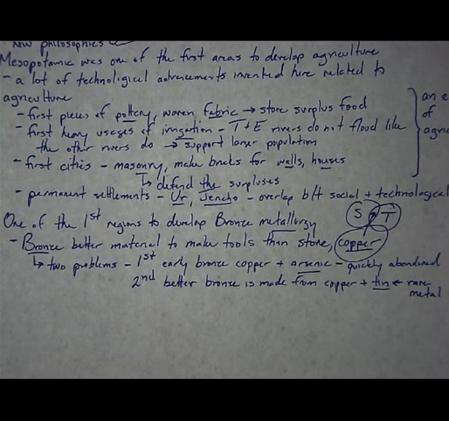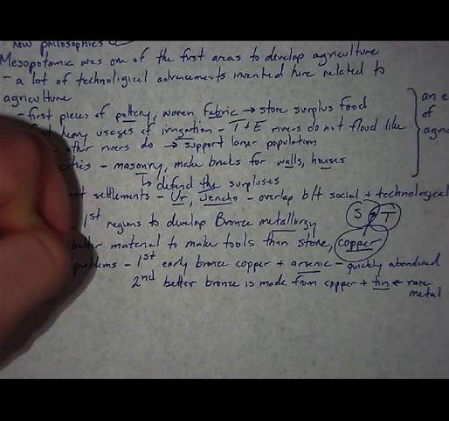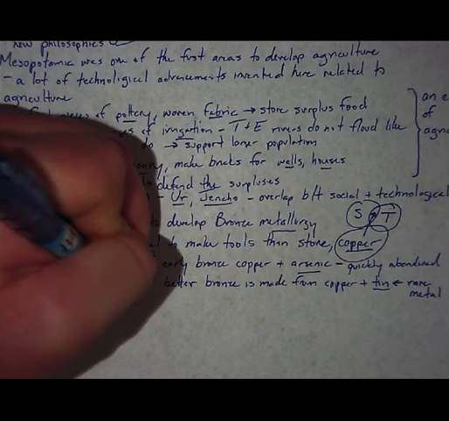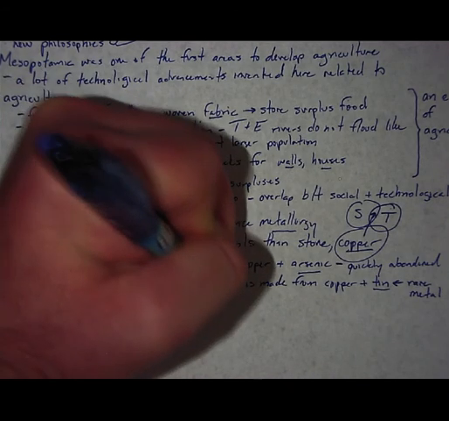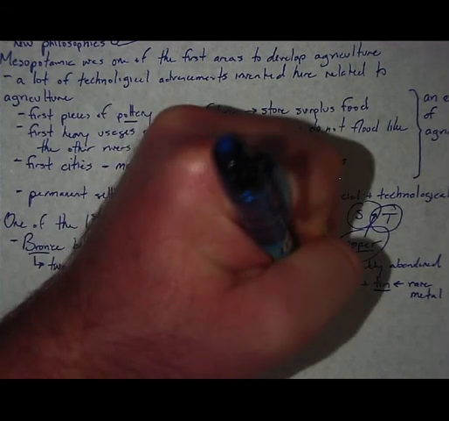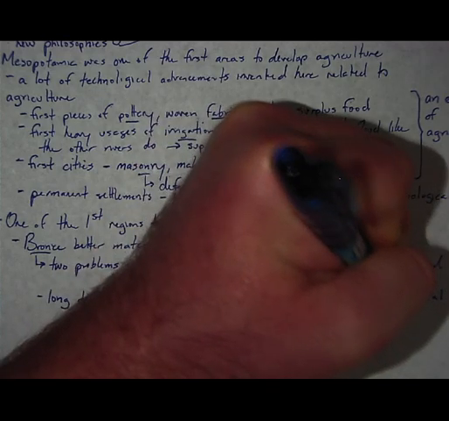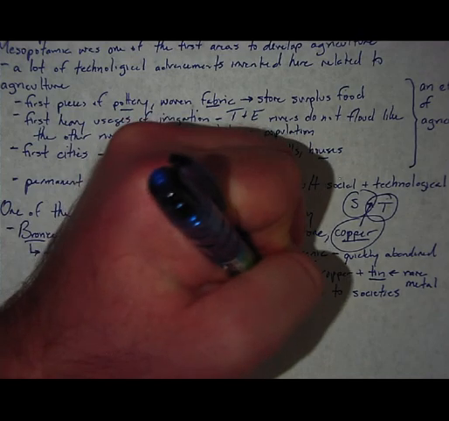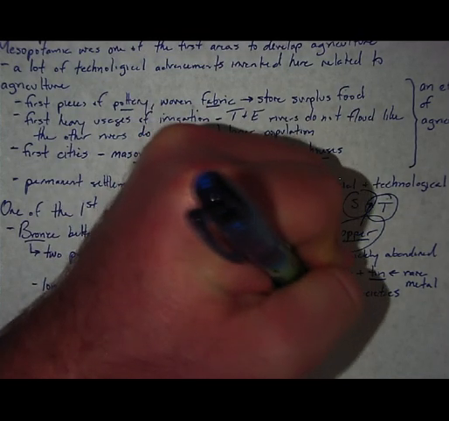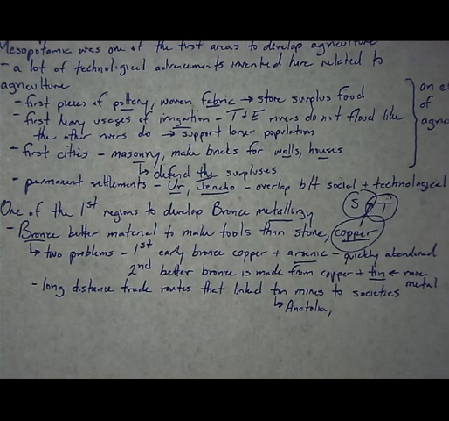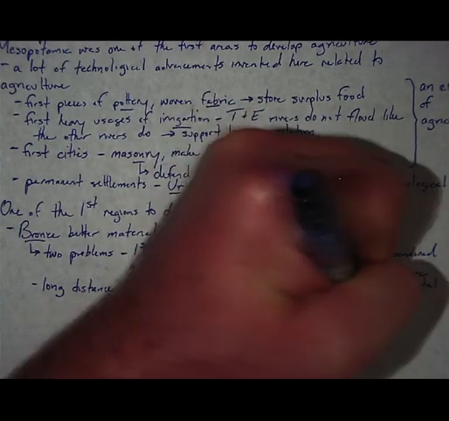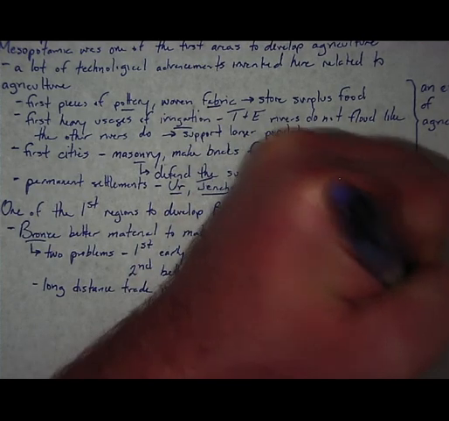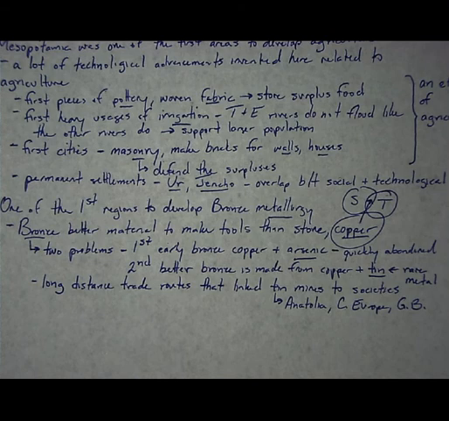So what ends up happening is that despite what we might think about really ancient societies, there were some long-distance trade routes that linked tin mines to societies. Most of the tin found in Mesopotamia probably would have come from Anatolia, but there is some evidence that some tin came from Central Europe, or maybe even as far away as Great Britain. So there were some really long distance trade routes that brought tin to places that could use tin to make bronze.